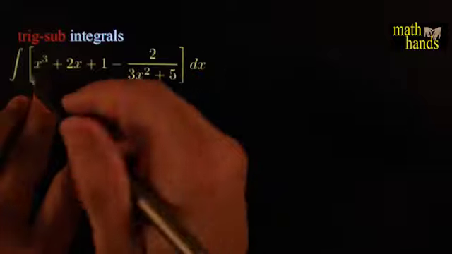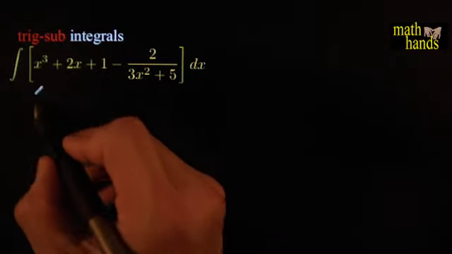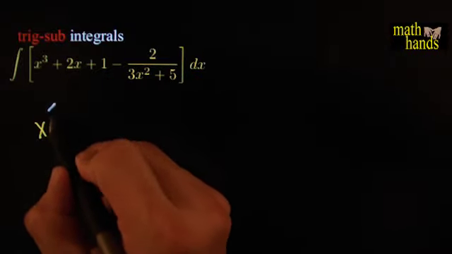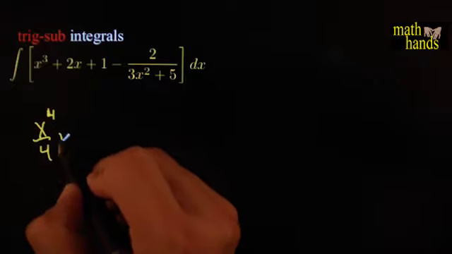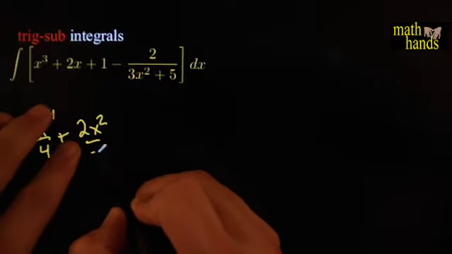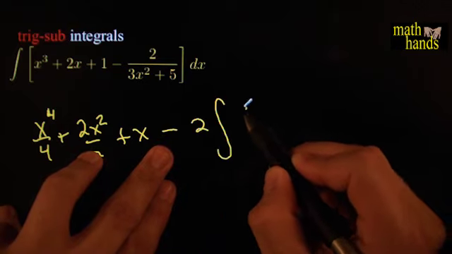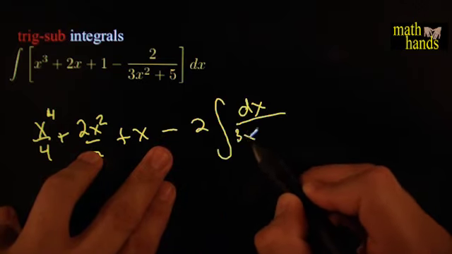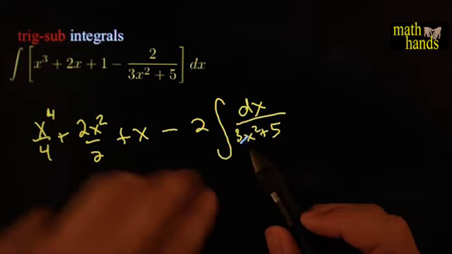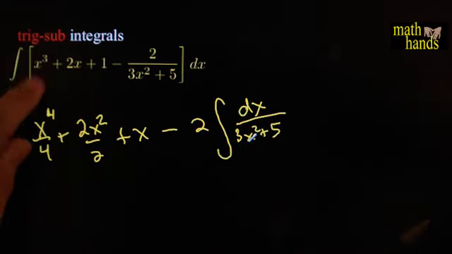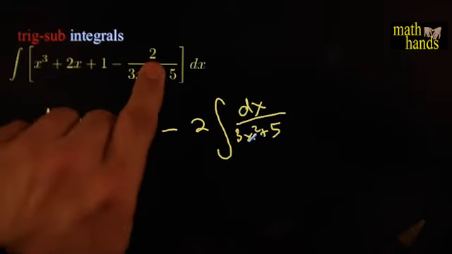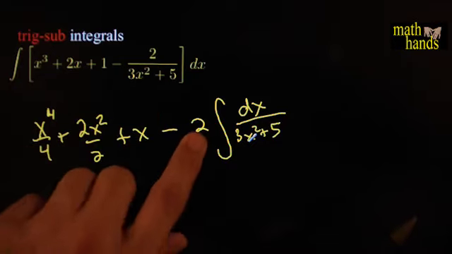After you've done the long division, this is what you get. And you get something easier. You would get x to the 4th divided by 4 plus 2x squared divided by 2 plus x minus 2. And this is still an integral that you have to contend with, 3x squared plus 5. So you've cleaned up the problem, much, much easier. That piece is easy to do. This is a quotient that came from the long division, and this is the remainder.